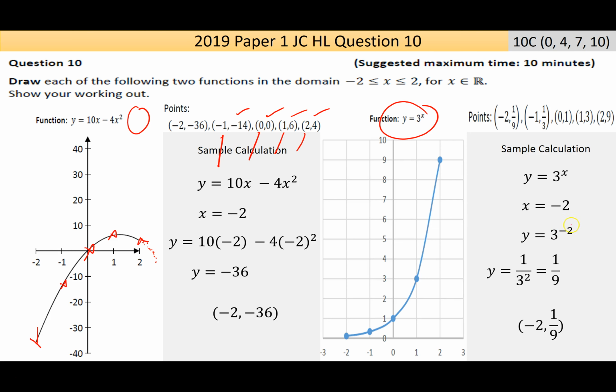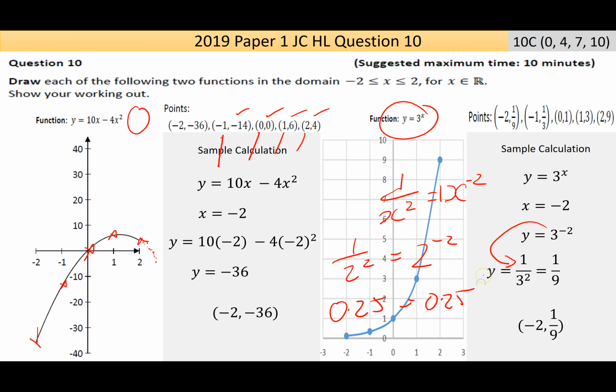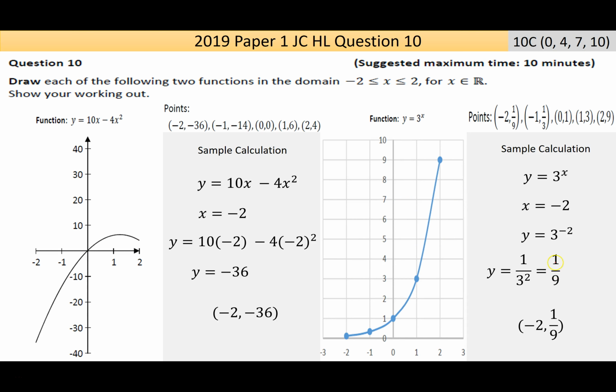Now it should be worth pointing out that 3 to the power of -2 is the same thing as 1 over 3 squared, and that's the reciprocal rule of powers, which basically works like this: if I use an x term, 1 over x to the power of 2 is the same thing as 1 times x to the power of -2. If you try that with numbers, 1 over 2 squared, is that the same as 2 to the power of -2? The calculator will show that this is 0.25 and this is equal to 0.25. They're equal, so that is a true statement. That's the crux of that example. So 1 over 9 is our first point: when x is -2, your y value is 1 over 9.